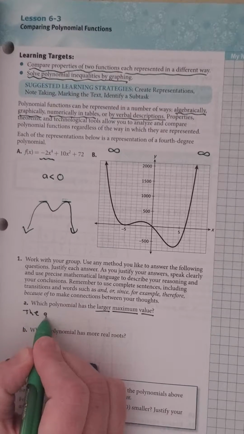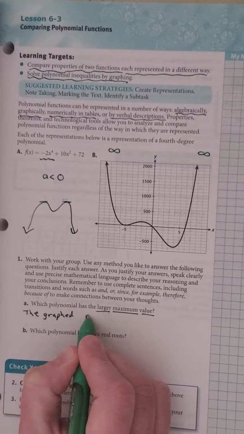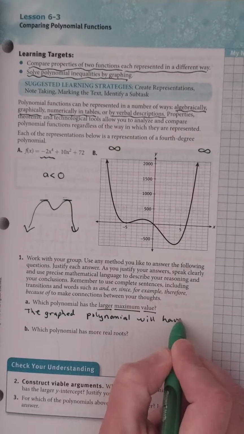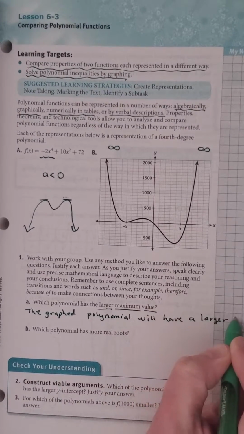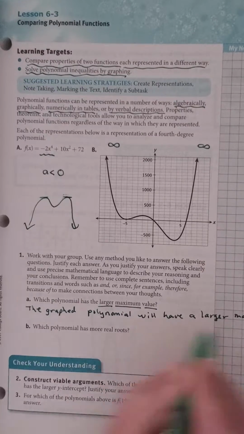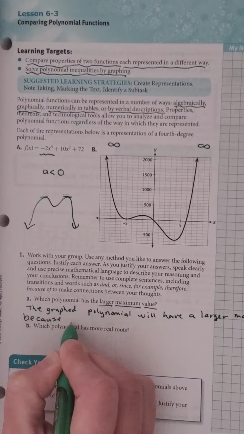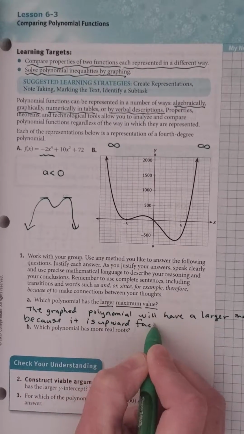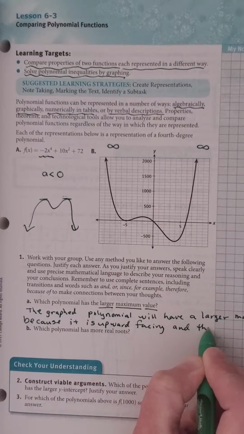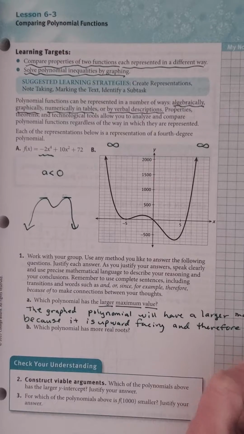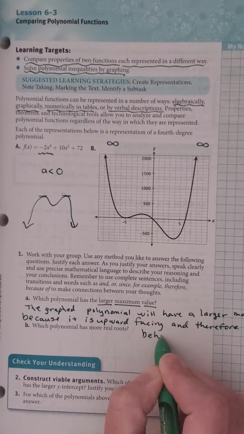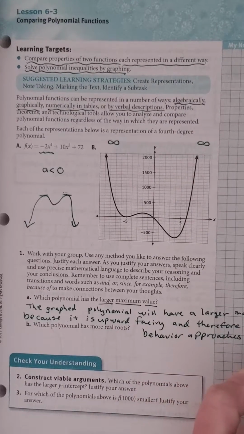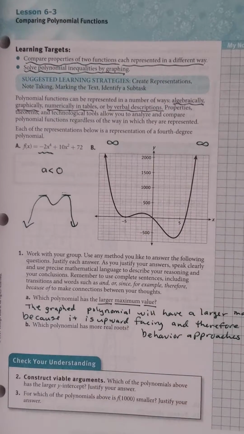So the graphed polynomial will have a larger max value because it is upward facing and therefore the end behavior approaches infinity. Okay.